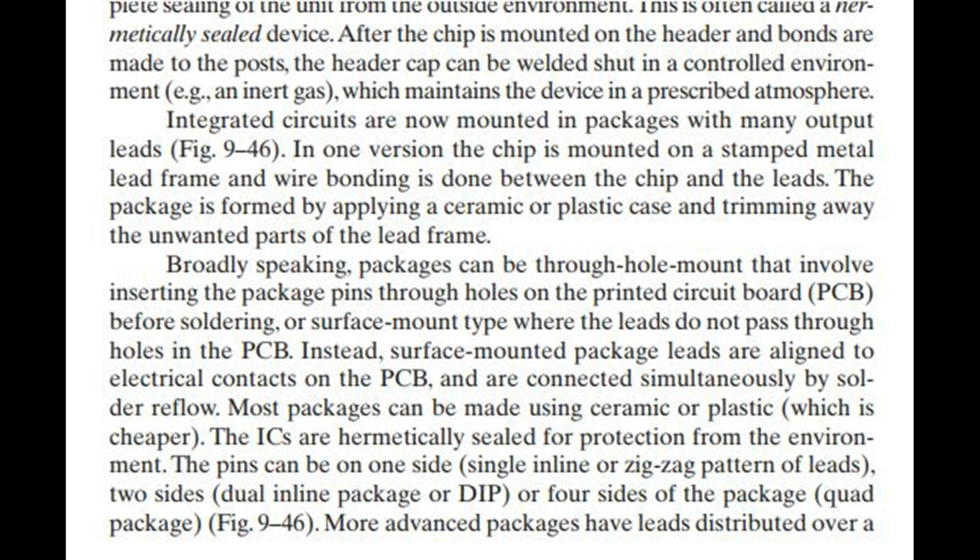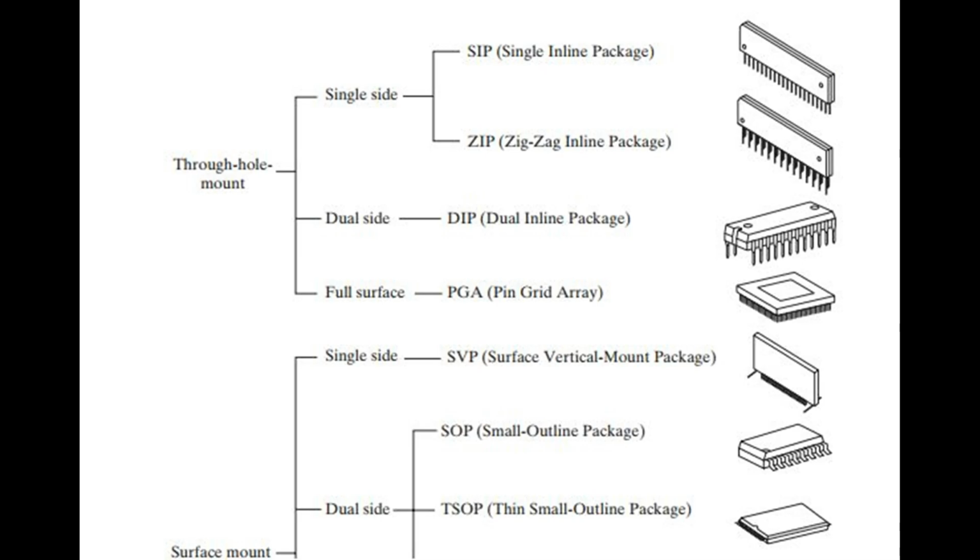More advanced packages have leads distributed over a large portion of the surface of the package, as in through-hole mounted pin grid arrays, PGAs, Fig 9.47, or surface-mounted ball grid arrays, BGAs, Fig 9.48. By not restricting the leads to the edges of the package, the pin count can be increased dramatically, which is very attractive for advanced ULSI in which a large number of electrical leads must be accessed.